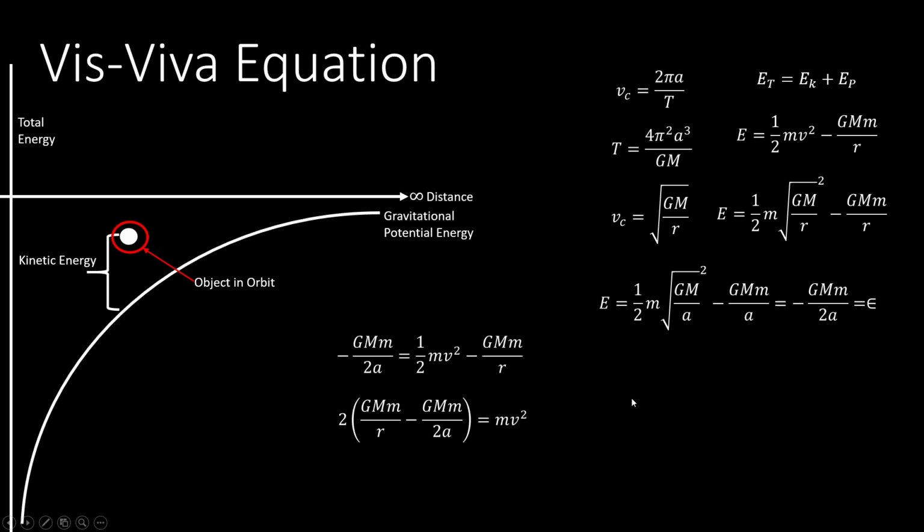Setting the two equations equal to each other and doing some algebra, we get that the velocity at a certain point in the orbit is equal to the square root of the product of the standard gravitational parameter and the difference between 2 divided by your current radius in the orbit you're in, minus 1 over the semi-major axis. Nice. We've got one of the two necessary equations to launch our rocket.